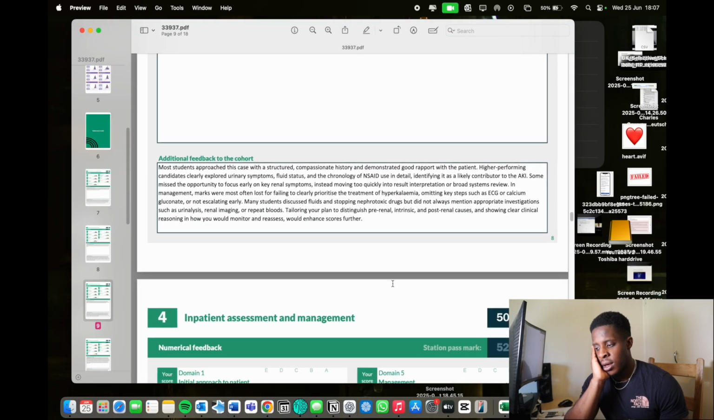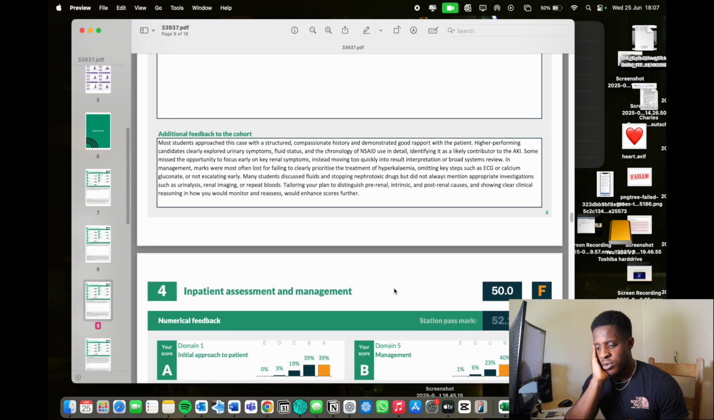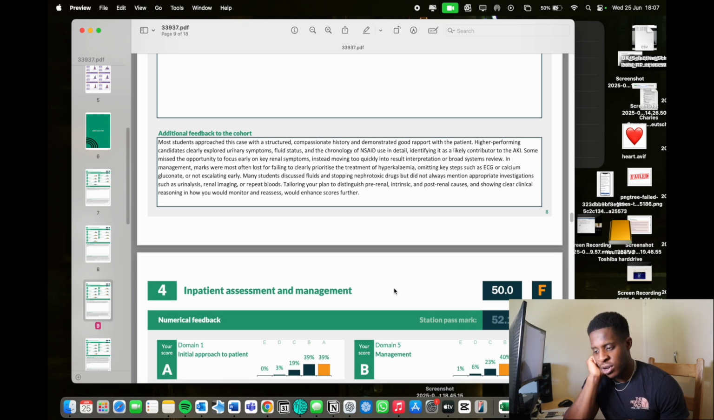And the feedback was here. I'm not sure if I should read it, but let me just go through it. It says most students approach this case with structured, compassionate history and demonstrated good rapport with the patients. Higher performing candidates clearly explored urinary symptoms, fluid status, and the chronology of NSAID use in detail, identifying it as a likely contributor to the AKI. Some missed the opportunity to focus early on key renal symptoms, instead moving too quickly into results interpretation, broad systems review and management. Marks were most often lost for failing to clearly prioritize the treatment of hyperkalemia, omitting key steps such as ECG or calcium gluconate, or not escalating early.